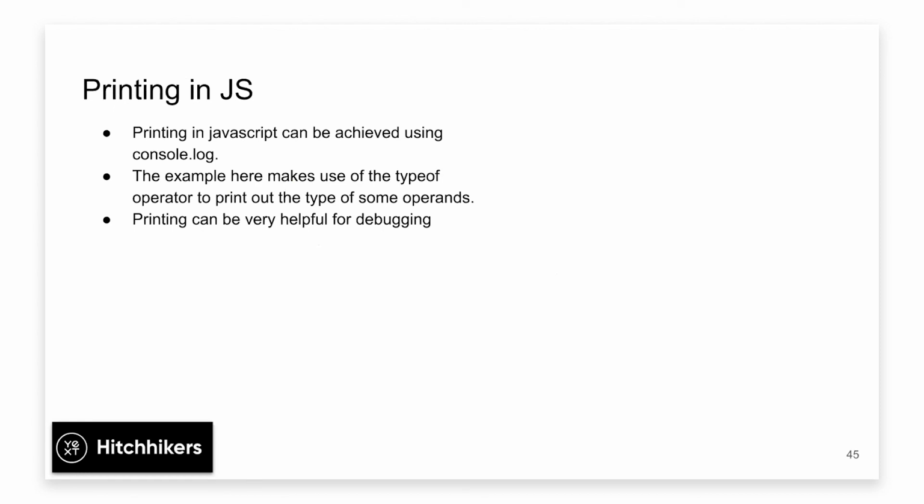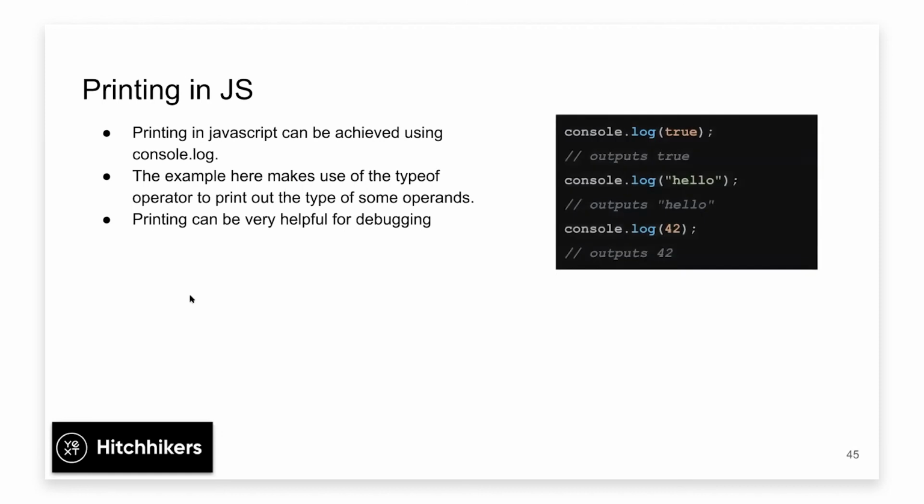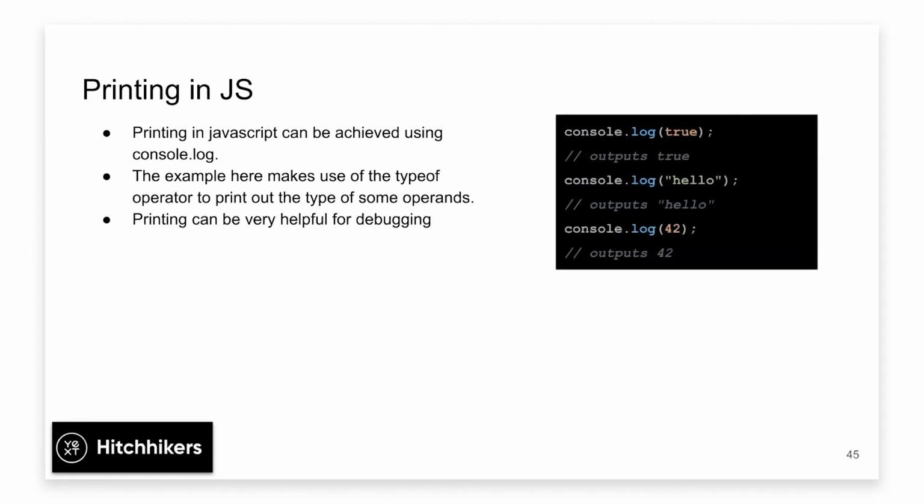Okay, so printing in JS can be achieved using the function console.log. Without getting too deep into functions, they are essentially processes where you give them an input and they perform an action and then optionally give you an output. So with the console.log function, you give it the input of the thing you want to print out to the console, and then it goes ahead and does the action of printing it to the console. So in these three examples, we're giving it a Boolean value of true, a string value of hello, and a number value of 42.